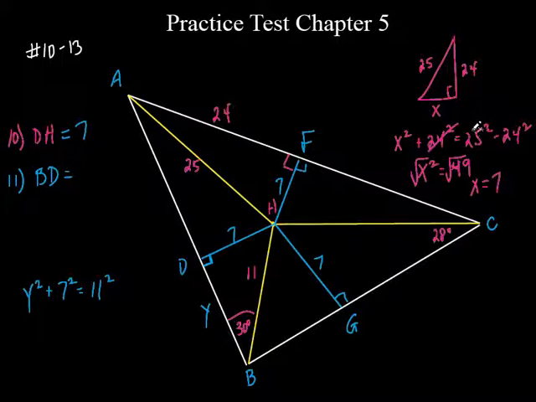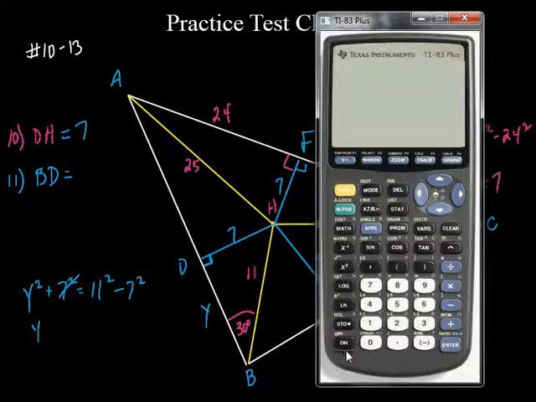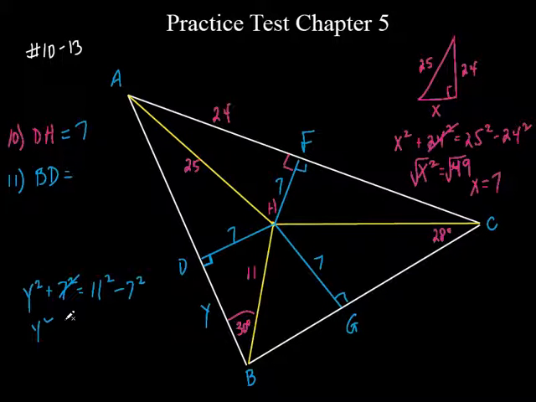And that's what we did up here too, isn't it? All right, so now let's subtract 7 squared from both sides, and let's put this into our calculator. So it's 11 squared minus 7 squared, and that equals 72. So y squared equals 72.